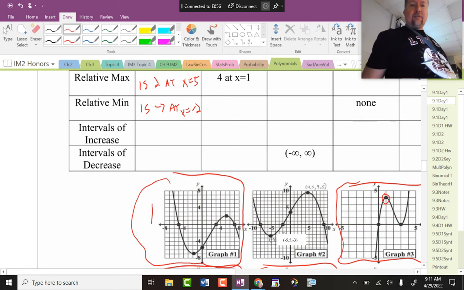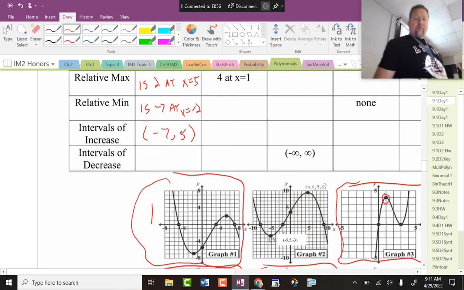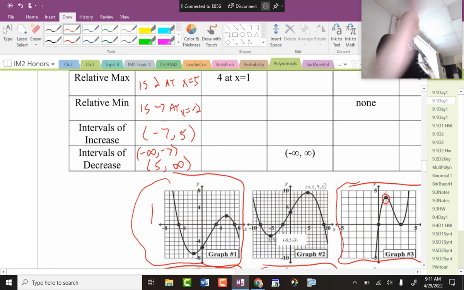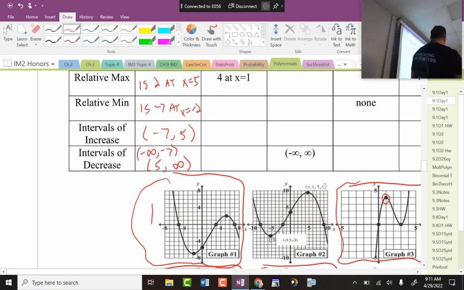And then intervals of increase, we got it from -7 to 5. Remember the x's. And then a couple intervals of decrease, -infinity to -7. And then 5 to infinity. All right, and then I'm not doing the rest. We got other things to do here.